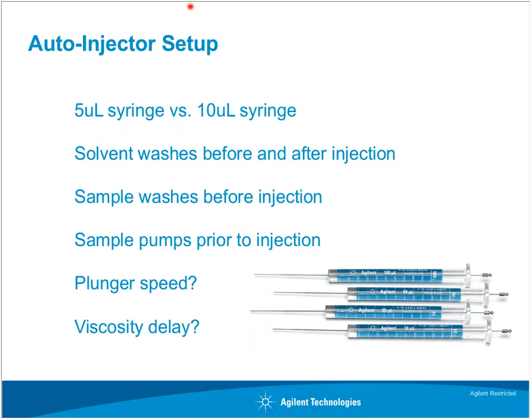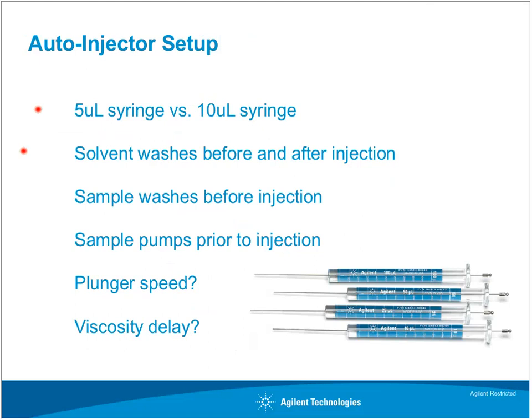Then as we get the sample prepared, of course, we need to put it onto our auto sampler, or if you're doing manual injections, I'll speak briefly on that as well. With your auto injector setup, you could use a 5 microliter or 10 microliter syringe. With our new auto sampler, you can use up to a 500 microliter syringe for large volume injections, and there's a whole bunch of other little caveats to that.